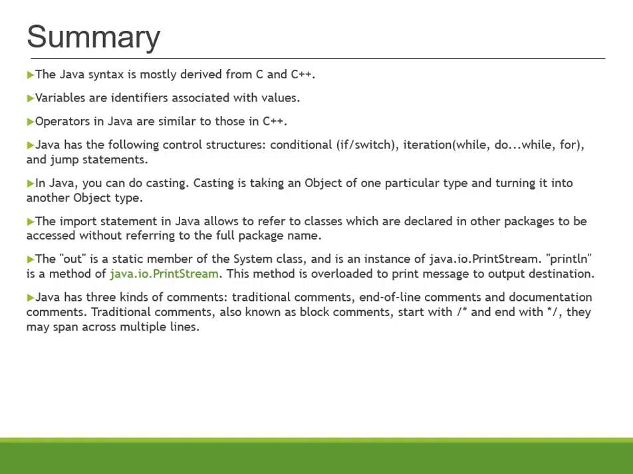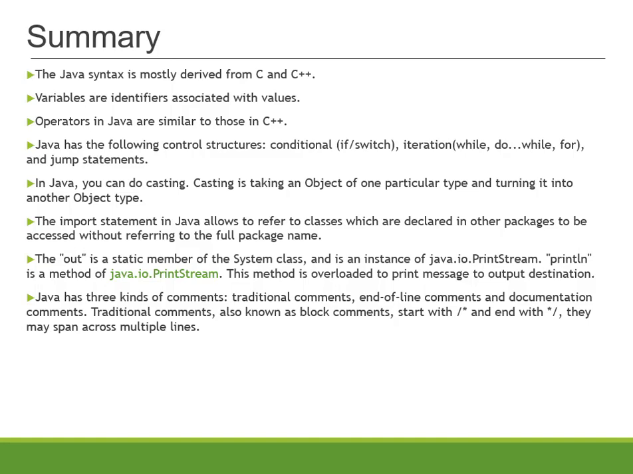Variables are associated with program values. They are declared by writing the variable's type and name and are optionally initialized in the same statement by assigning a value. If, while, do while, for, and jump statements are used in Java. Casting allows you to take one object type and turn it into another.